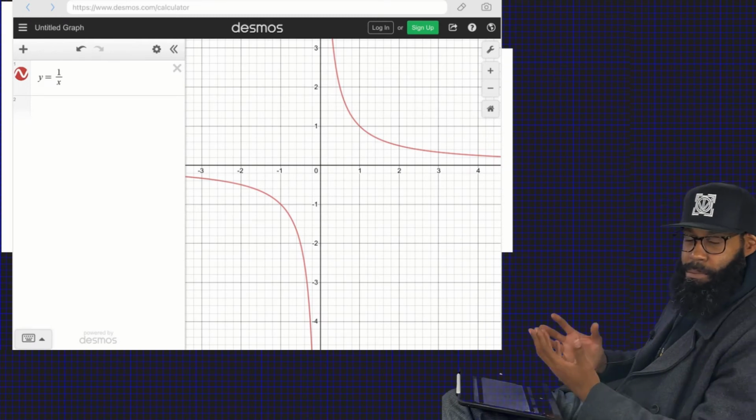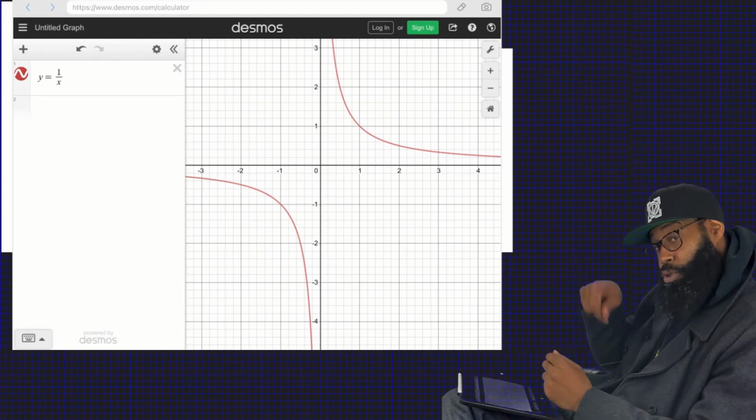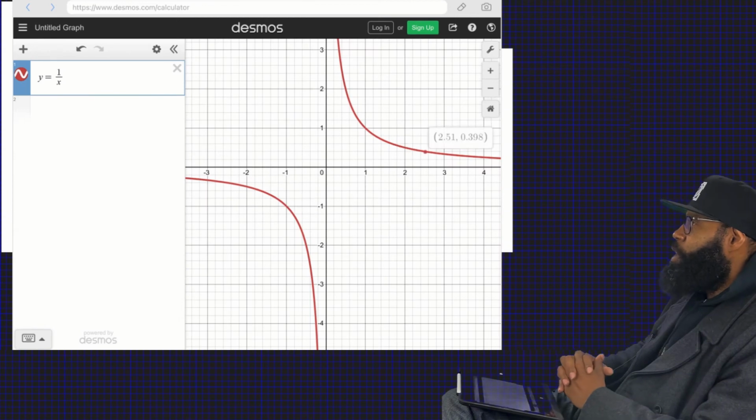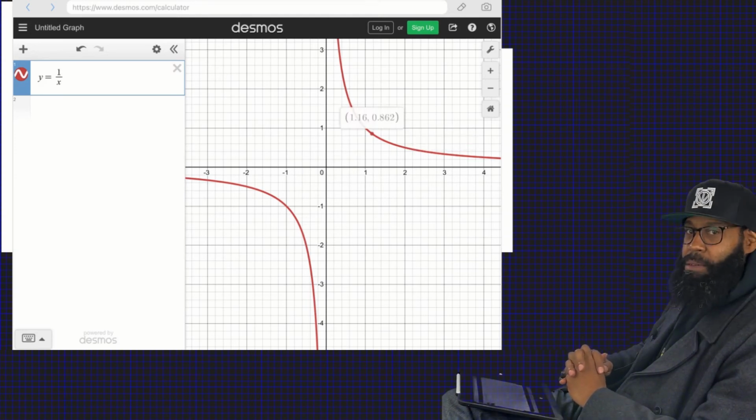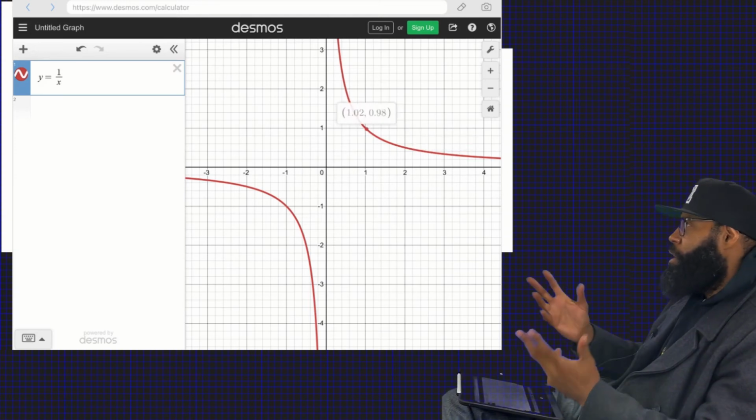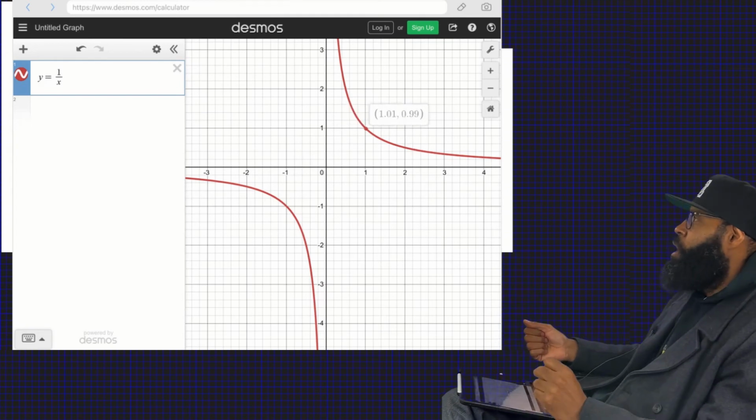Or I can just, looks like this, swoosh, swoosh, and be done. But let's be a little bit more accurate. And what I mean by accurate is, there we go. So when x is 3, 2.98, there we go. When x is 3, y is 1/3, right? 0.33333. That's what 1/3 is.